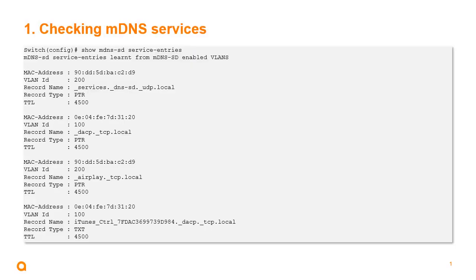So step one, we want to check mDNS services. The first thing we can do is a show mdns-sd service entries. That'll give us all the service entries that have been learned by the switch that are running over mDNS. Here we can see a services record name using the pointer record type. We have DACP TCP local using the pointer type, AirPlay using the pointer type, and iTunes control using the text type. So we can see all the records of all the mDNS services going across those VLANs by running this command.